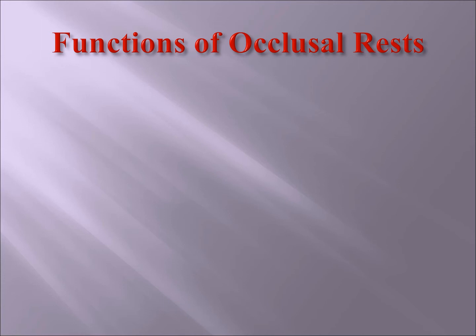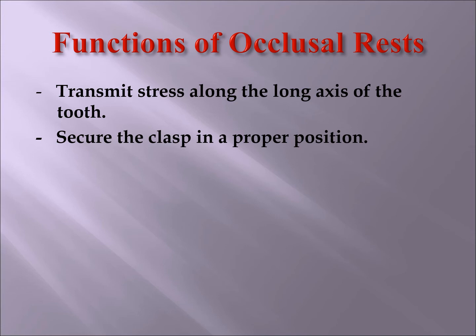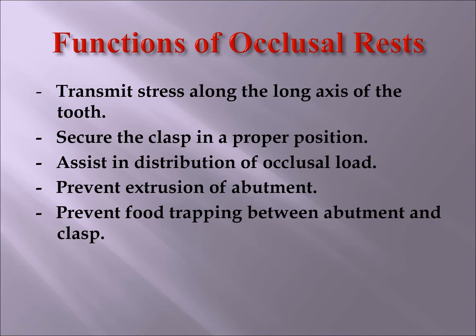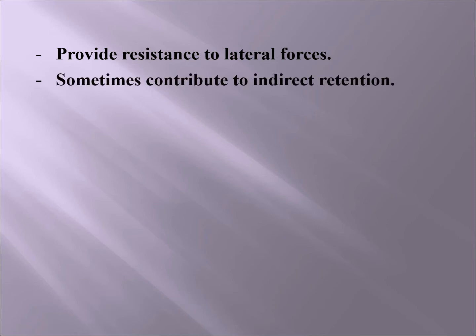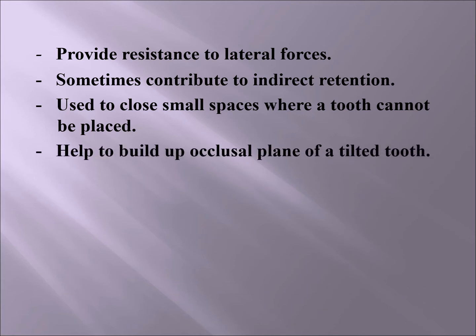Whatever the type of the rest is, there are certain functions that can be provided by occlusal rests. The first and most important function is to transmit the forces along the long axis of the tooth, which is providing support to the prosthesis. It secures the clasp in a proper position, assists in the distribution of occlusal load, prevents extrusion of the abutment, prevents food trapping between abutment and clasp, provides resistance to lateral forces, sometimes can contribute to indirect retention, and is used to close small spaces where a tooth cannot be placed. Finally, it can help to build up an occlusal plane of a tilted tooth.